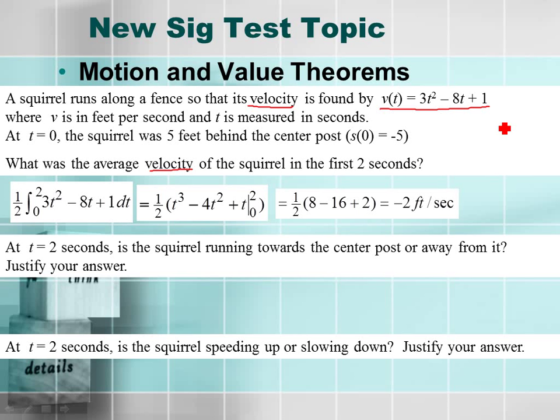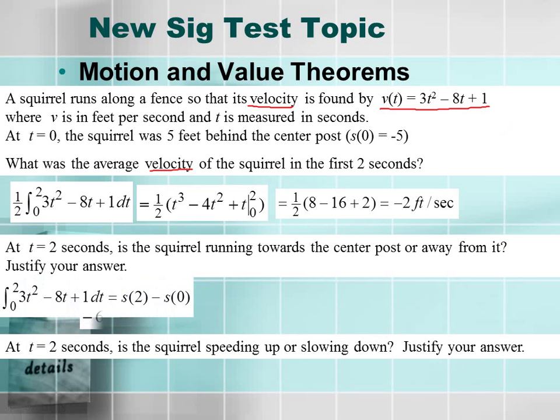At t equals 2 seconds, is the squirrel running towards the center post or away from it? We've got to justify our answer. Well, I need to know its position and its velocity. To find its position, I'm going to use the fundamental theorem of calculus. I know its position at t equals 0. I need to know what its position is at t equals 2. So we evaluate this integral. It's going to be -6. I have my position 2 minus -5. So my initial position is -11.